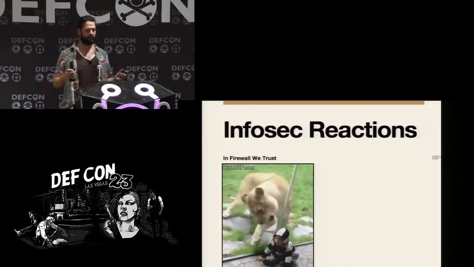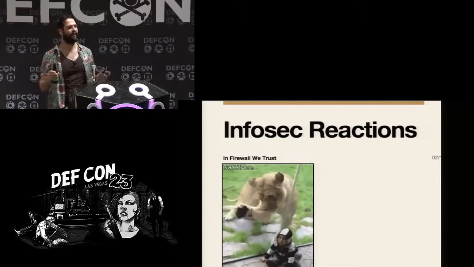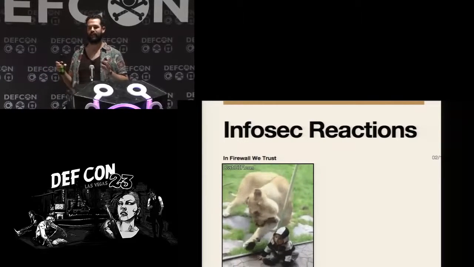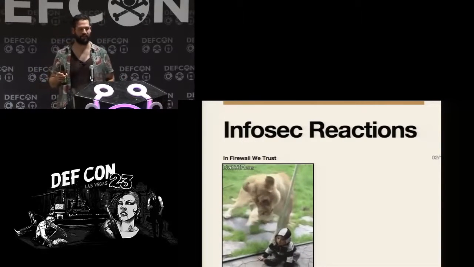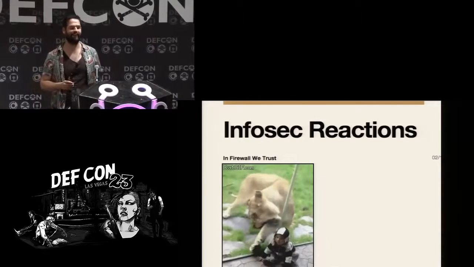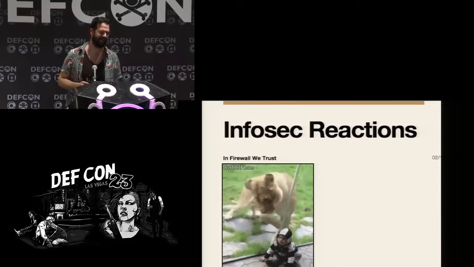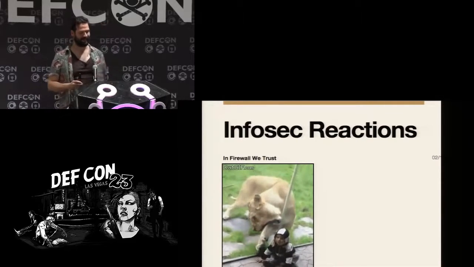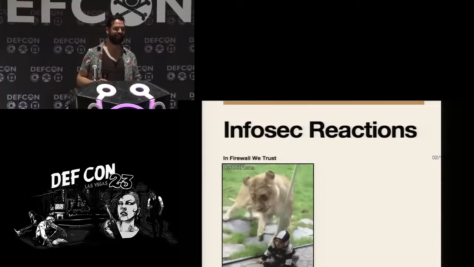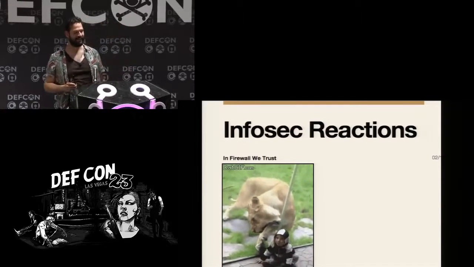This peer-to-peer stuff is really great, but obviously browsers are separated by firewalls, right? A browser can't talk to a browser, there's a firewall. This is an InfoSec reaction that says, "In firewall we trust." That's a tiger. No, it's a lion. It's a female lion and some baby that's completely oblivious. That's a duck. Oh, I can't see from up here.